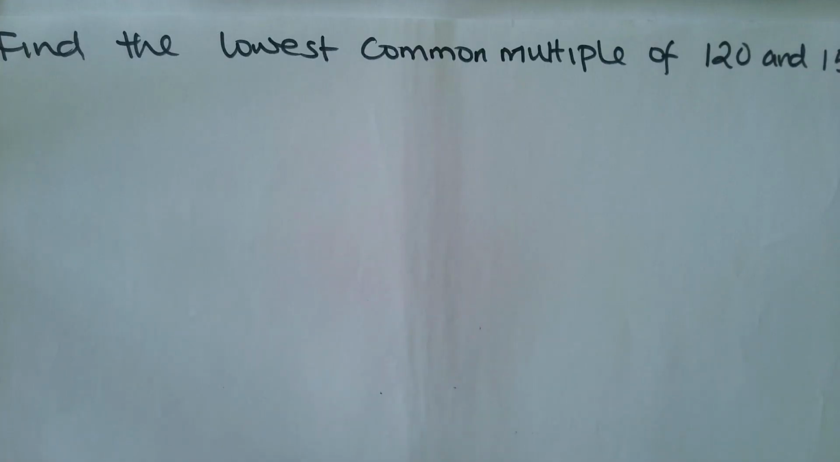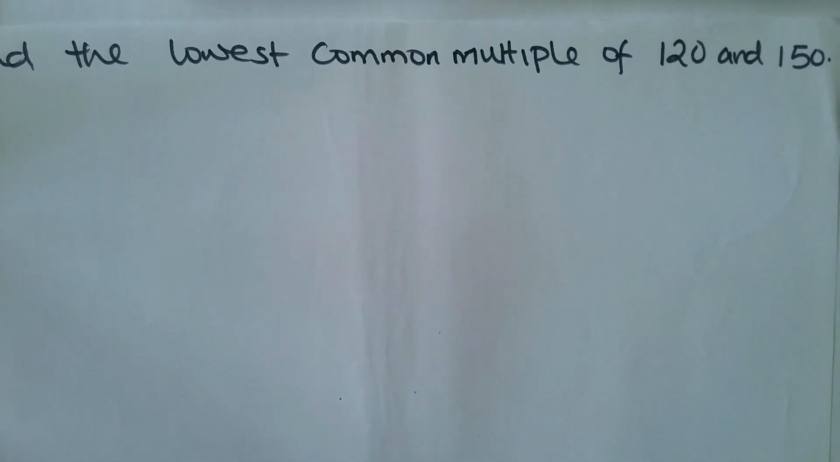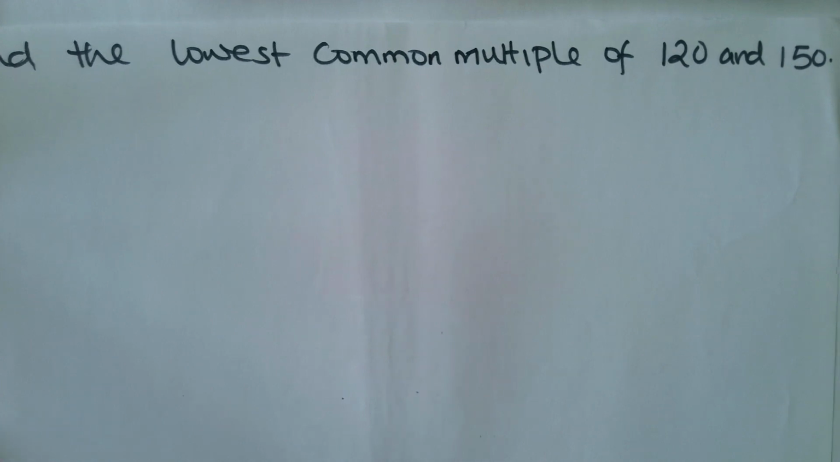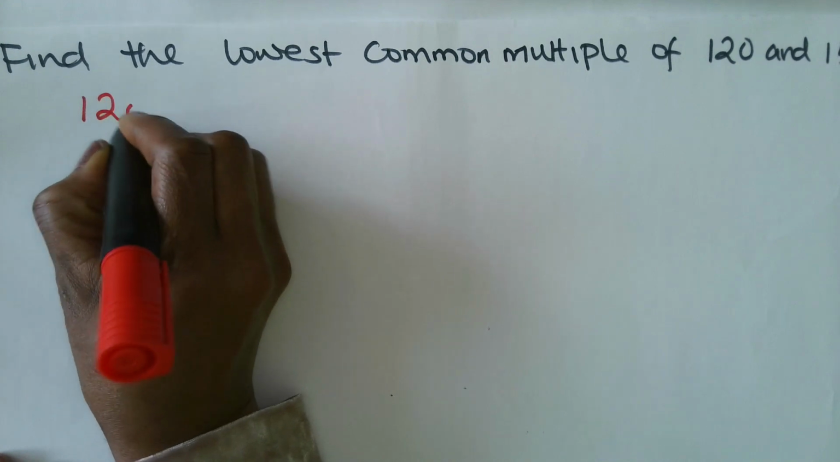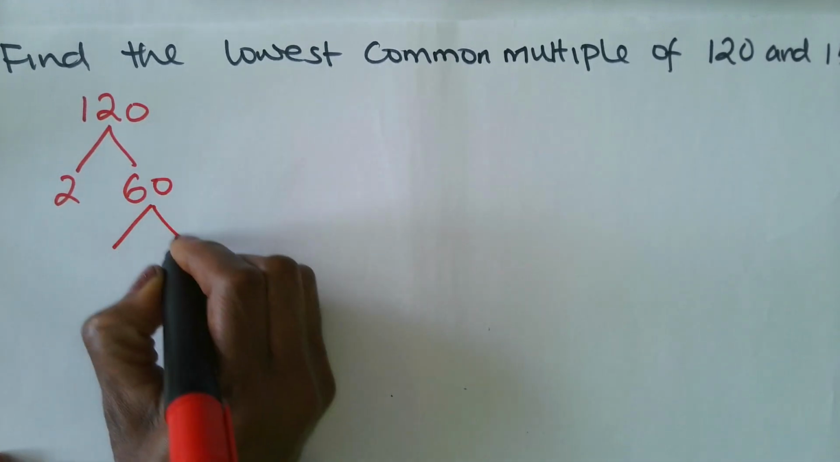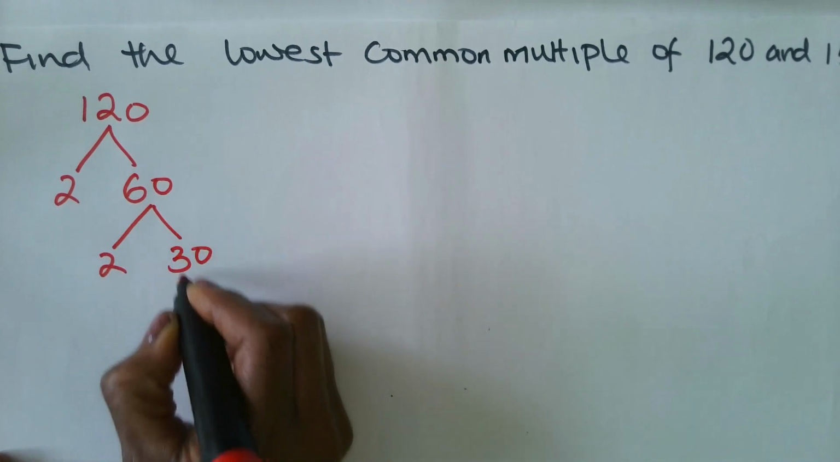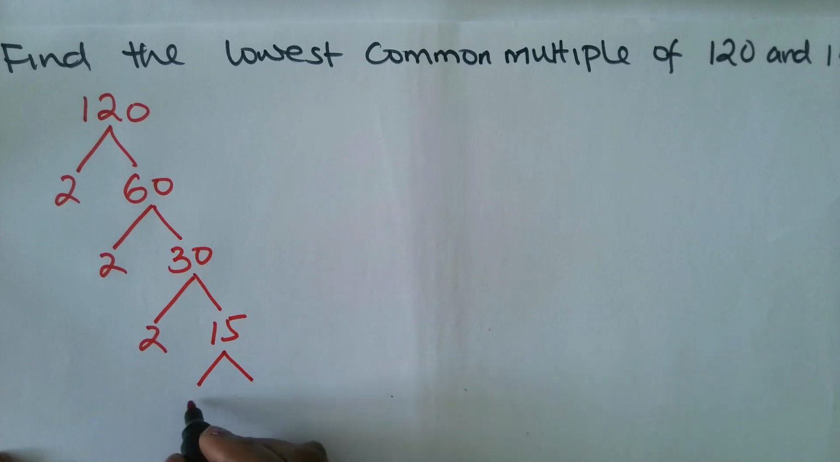So we're going to look at the last question. Okay, now we're going to find the lowest common multiple of 120 and 150. Now we're going to use the factor tree. 120, 60, 30, 30 will give us 15 and 2, and then we got 3 and 5.